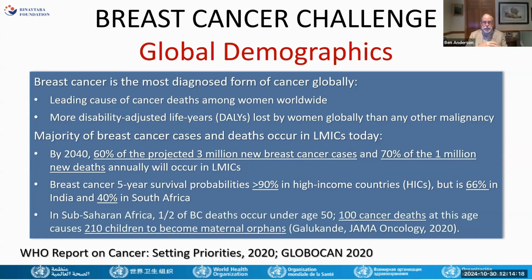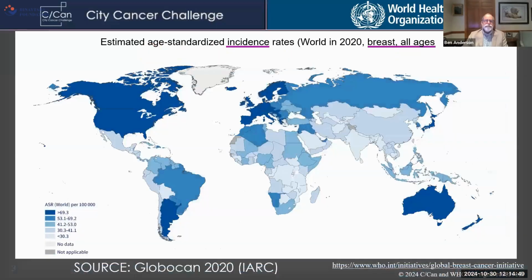If you think specifically of sub-Saharan Africa, keeping in mind that the population is younger, half of the breast cancer deaths occur in women under the age of 50. And for every 100 deaths in that young age group of under 50, 210 children lose their mothers to cancer and become maternal orphans. So the impact here is truly significant. It's not just a familial or social problem. It's not just an economic problem. It is a generational problem. And that's why we have to be talking about this today.